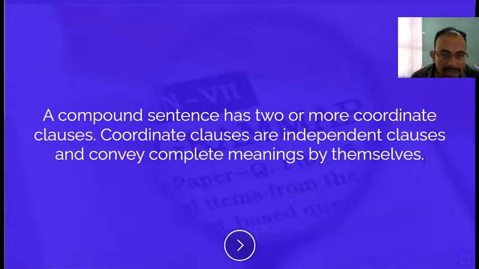A compound sentence has two or more coordinate clauses, dear students. Coordinate clauses are independent clauses and convey complete meanings by themselves. Two or more coordinate clauses, yes, not one or more. Why? Because I tell you, like I like this man because he is honest. So at least two coordinate clauses are there in this sentence. Therefore, a compound sentence has two or more coordinate clauses.